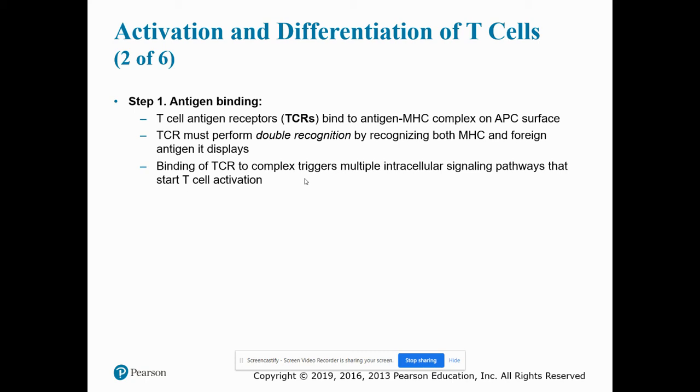The TCR must perform double recognition by recognizing both the MHC and the foreign antigen it displays. And then binding of the TCR to the complex is going to trigger a number of intracellular signaling pathways that are going to start the activation of the T cell.